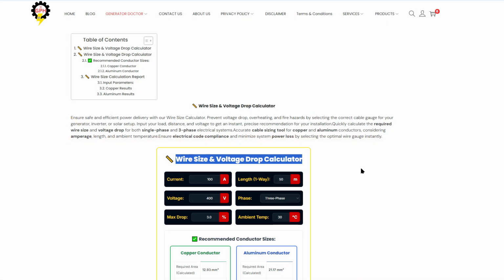Stop risking system failure and wasted energy. This is the essential wire size and voltage drop calculator. It's built for electricians and engineers who need precision over guesswork.